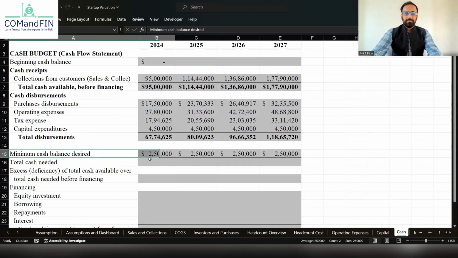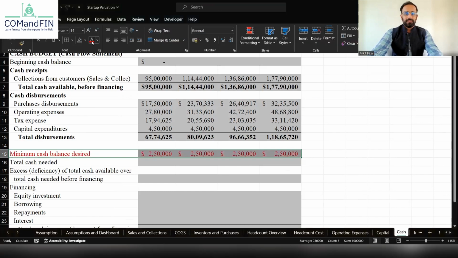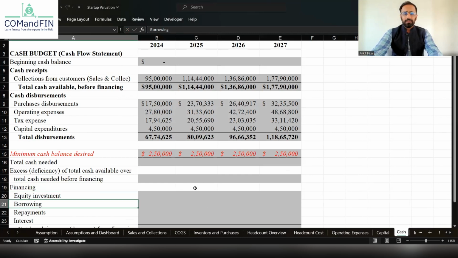This much minimum cash company wants to keep with them. I have highlighted this. It depends upon the policy of the company. Now, how much cash will the company require? Just try to find out how much cash the company will require during the year. Cash received during the year is 95 lakh. Cash paid during the year is 67 lakh. And the minimum cash desired is 2 lakh 50,000.